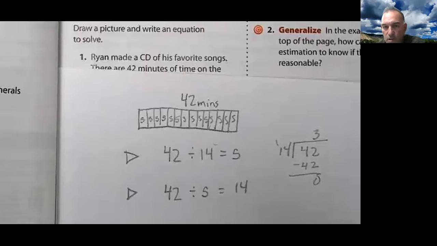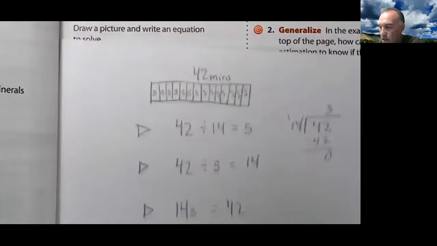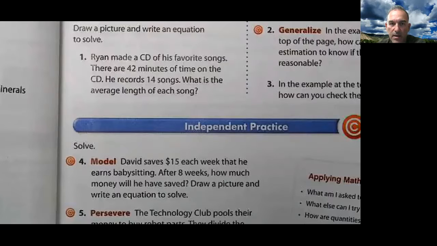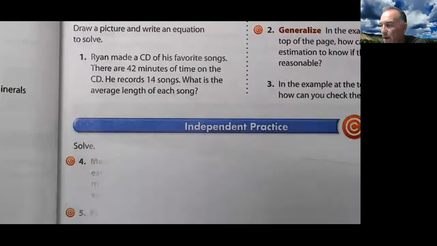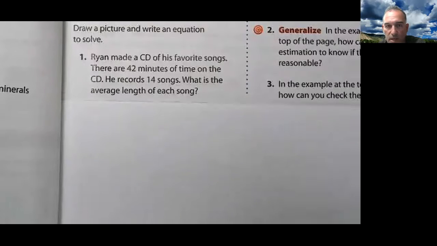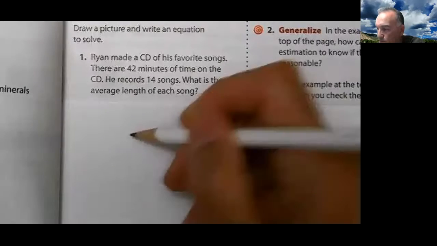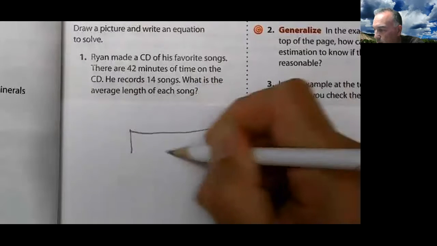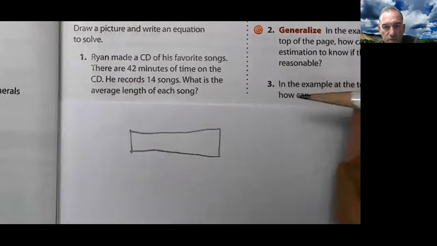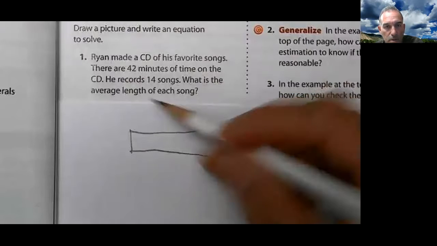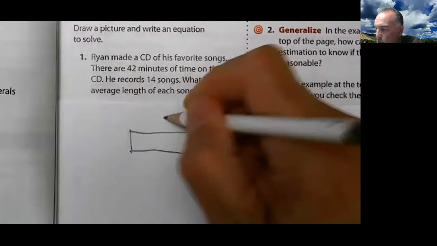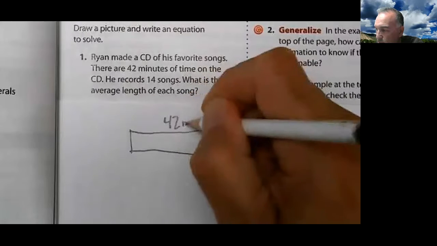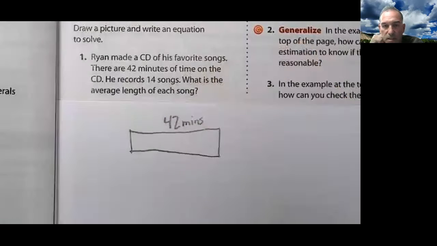I want to show you number 1 again. I want to show you a different way. There's nothing wrong with the way I just showed you. Watch this one. Here's the same question. Oops, kind of crooked, but it will work. The entire CD is 42 minutes long.